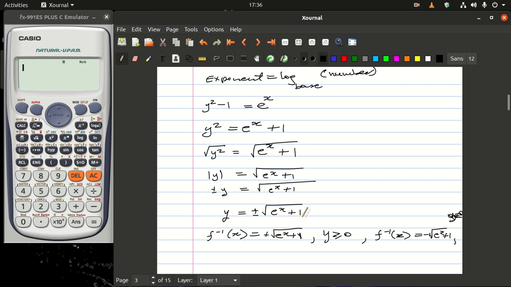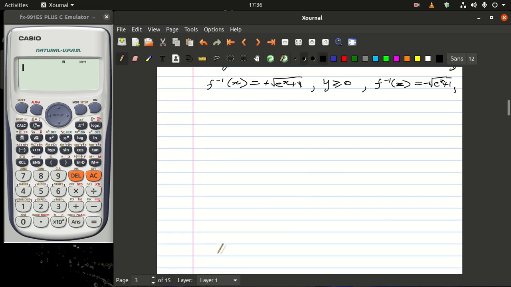Or looking at an alternative, if I'm only considering this part here, the minus, what will be the domain of this? And of course, this is not very straightforward, because for the square root to be defined, I want e to the power x plus 1 to be bigger than or equal to 0. For both this one and that one, this is what I want.